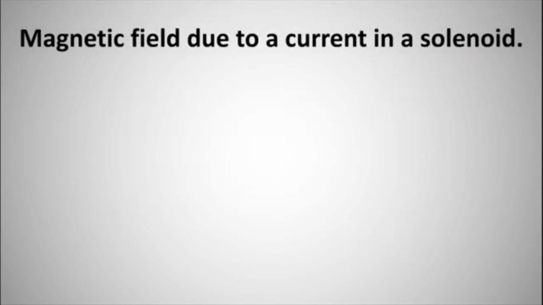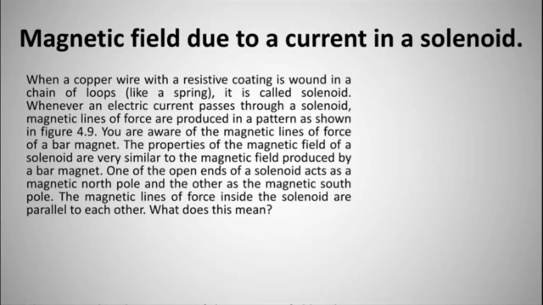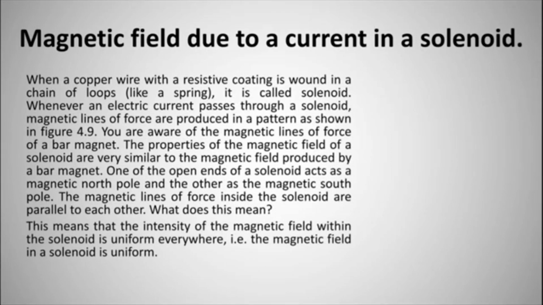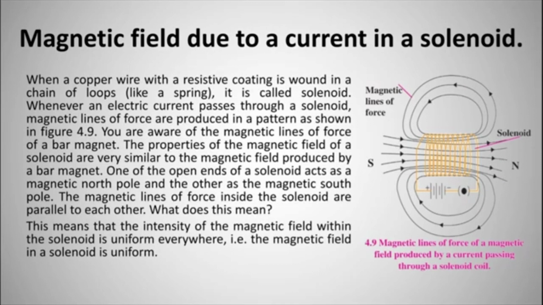Magnetic field due to current in a solenoid. When a copper wire with a resistive coating is wound in a chain of loops like a spring, it is called a solenoid, as in figure 4.9. Figure 4.9 shows us that whenever a current passes through a solenoid, magnetic lines of force are produced in a pattern.